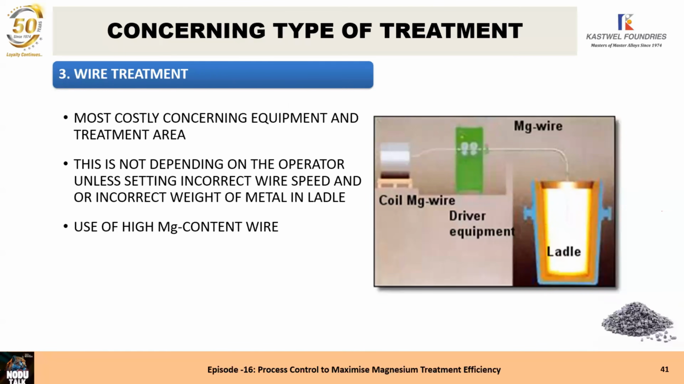Wire treatment is most costly concerning equipment and treatment area. You require a machine to feed the wire into the ladle. This is not dependent on the operator unless the setting is incorrect for wire speed or incorrect weight of the metal in the ladle. Use of high magnesium content wire, more than 50% magnesium containing wire, is used. So the losses of magnesium are more in this treatment.